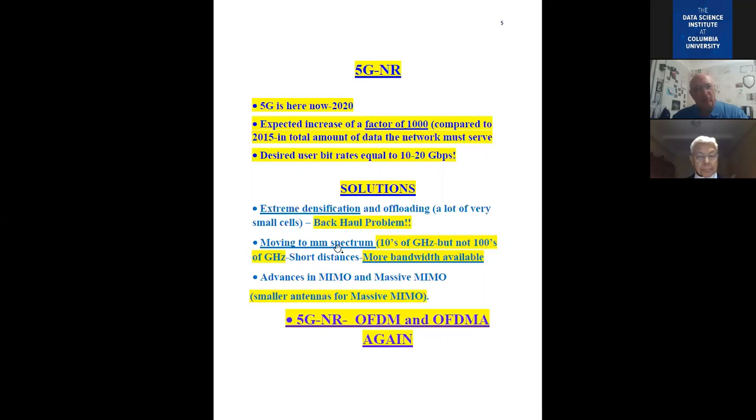So these are sort of brute force solutions: use a lot of small cells, use a lot of bandwidth, and then advances in MIMO and massive MIMO, and advances in codes. But again, it's OFDM, OFDMA.